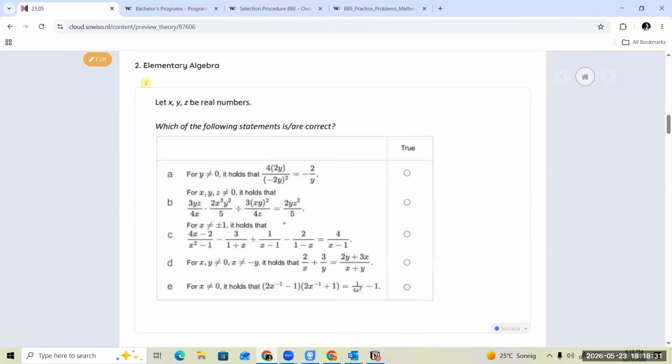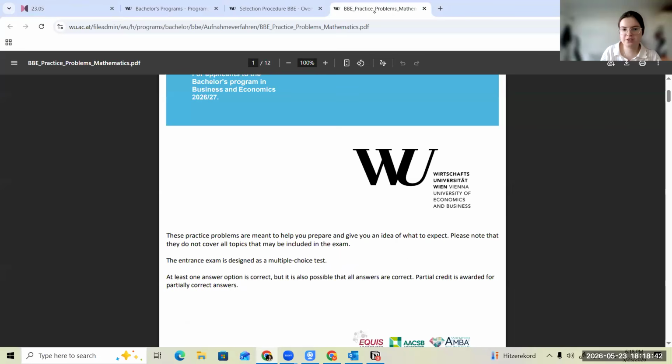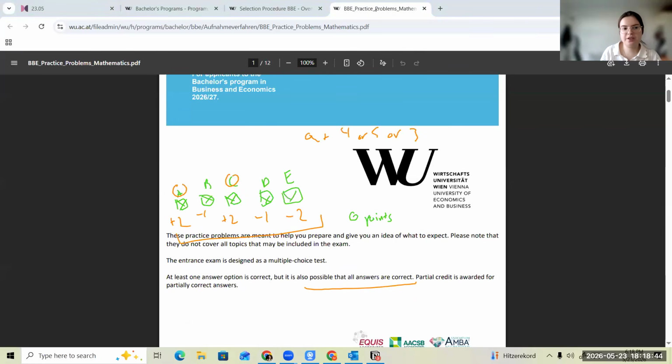Wait, but do we get negative points if we guess one or two wrong, or just if we cross out everything? You also get negative points if you guess something wrong. Let's say you can also just not cross this one, but you still get -1 and -2 for these ones.